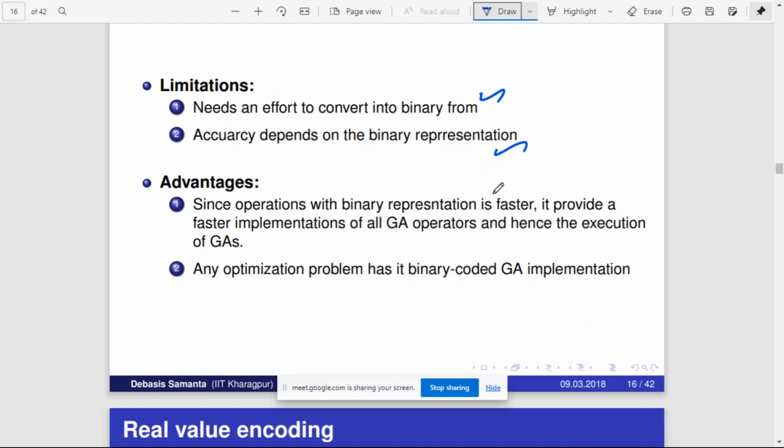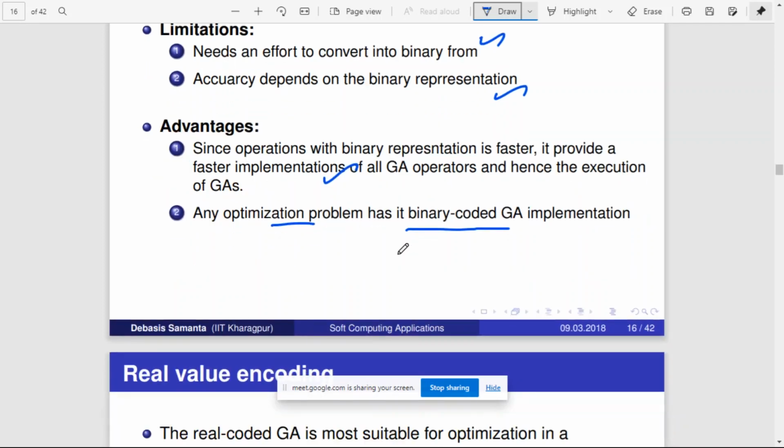Since operations with binary representation are faster, it provides a faster implementation of GA, and hence identifying the solution also will become faster. Okay, so the computers generally perform better with binary representation, right? Already we are converting into binary representation, so it performs faster. Okay, and any optimization problem has its binary coded GA. So any problem can be represented through binary coded GA. It's not that only a particular problem can be represented. The initial population of any problem can be represented using binary coded GA. These are the advantages of this technique.